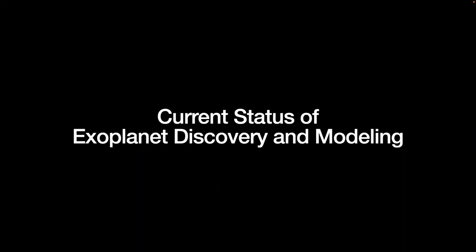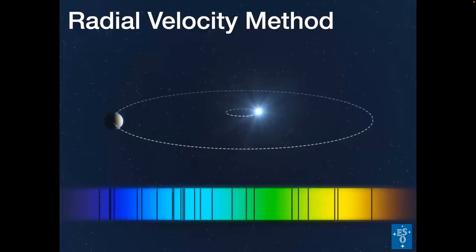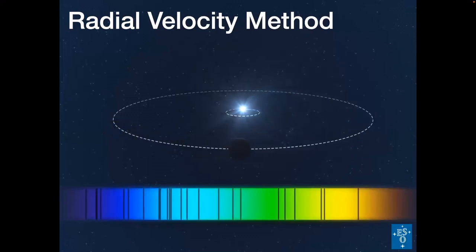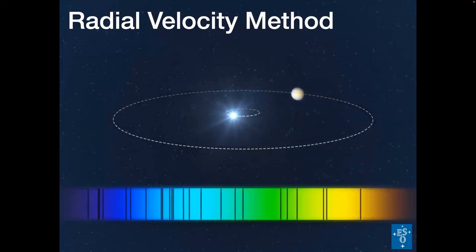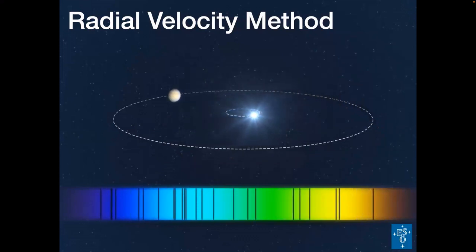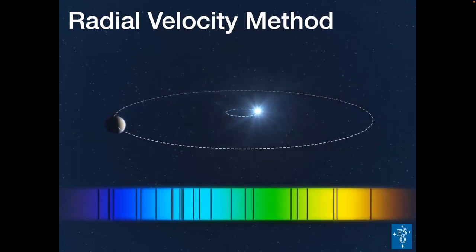But first, I want to set the stage by filling up everybody's bingo cards and begin by building from the ground up to tell you about some of the ways that we are currently discovering, characterizing, and modeling all of the many worlds that we currently know of beyond our solar system. The radial velocity method is one of the oldest exoplanet detection techniques that we use. It was the primary way that we found our first exoplanet, 51 Pegasi b.